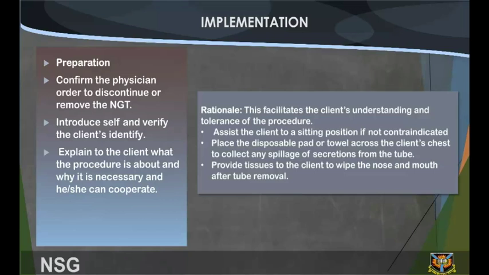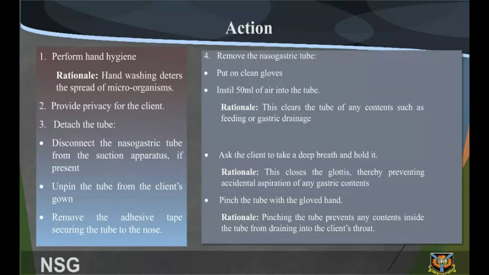Assist the client to a sitting position if not contraindicated. Place the disposable pad or towel across the client's chest to collect any spillage of secretions from the tube. Provide tissues to the client to wipe the nose and mouth after tube removal. Action. Perform hand hygiene. Hand washing deters the spread of microorganisms. Provide privacy for the client.